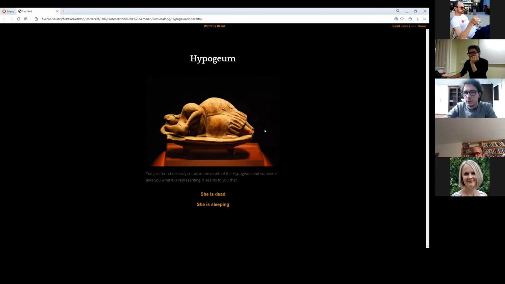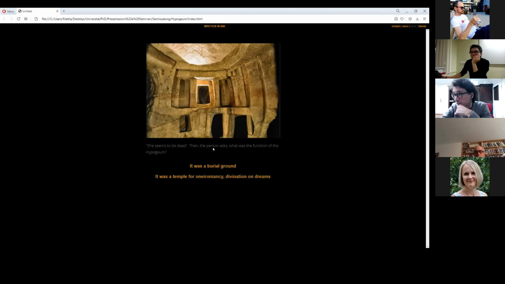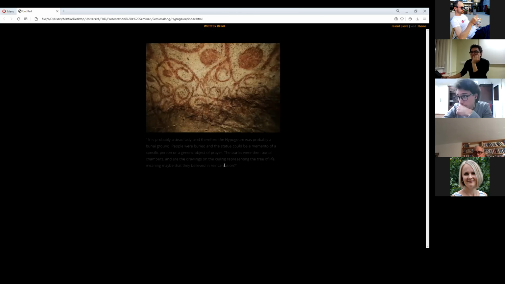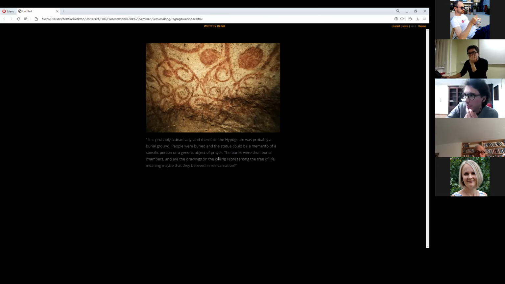and we say, so now, should we see maybe what if she's actually dead instead? Then the Hypogeum could have been a burial ground, maybe. So the Hypogeum was probably a burial ground, and the lady is dead. So people were buried, and the statue could have been a memento of a specific person or a generic object of prayer. The bunks were then burial chambers, and the drawings on the ceiling maybe represent the tree of life, meaning maybe that these people believed in reincarnation.